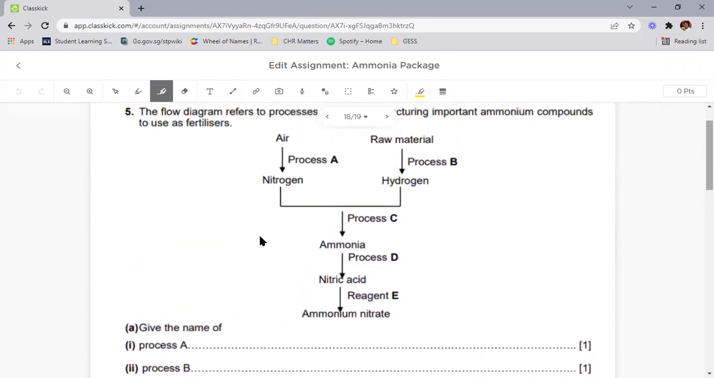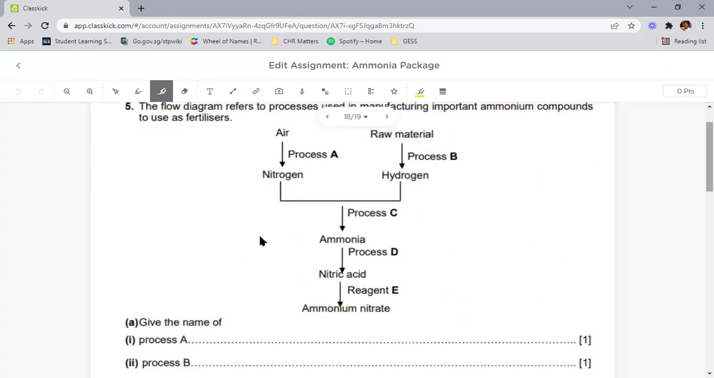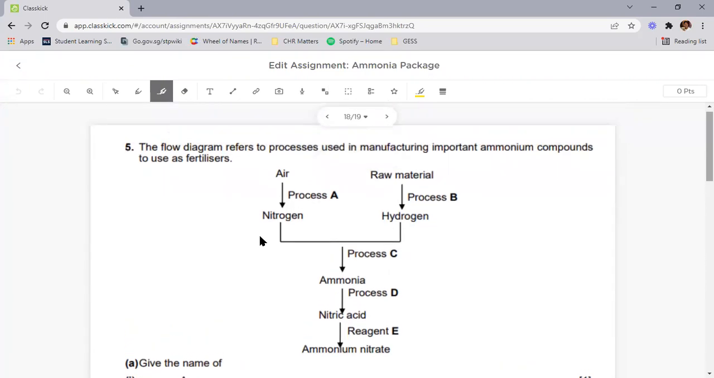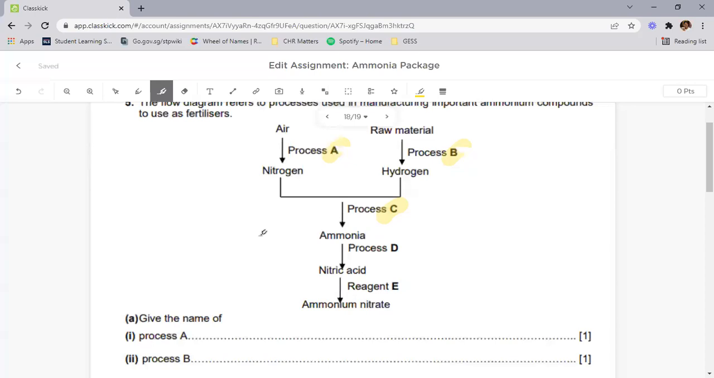Okay. This one will be the interesting one. This flow diagram, I think many of you, when you look at a flow diagram, you think of qualitative analysis right from the very start. Please don't think every single time is always qualitative analysis. So the flow diagram refers to the processes used in the manufacture. So how is air producing nitrogen? How is the raw material producing hydrogen? This A is actually your fractional distillation of liquid air. B is actually your cracking of petroleum, right? So process C, how did nitrogen and hydrogen put together to give you ammonia? Is the Haber process.